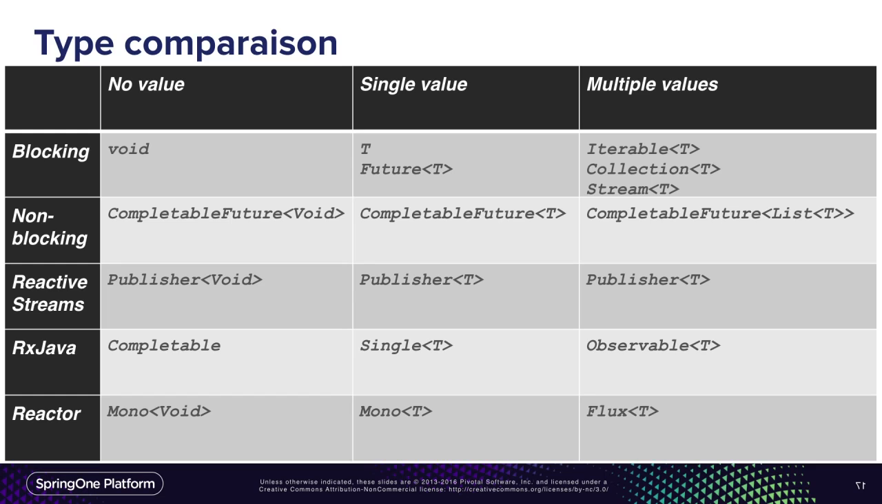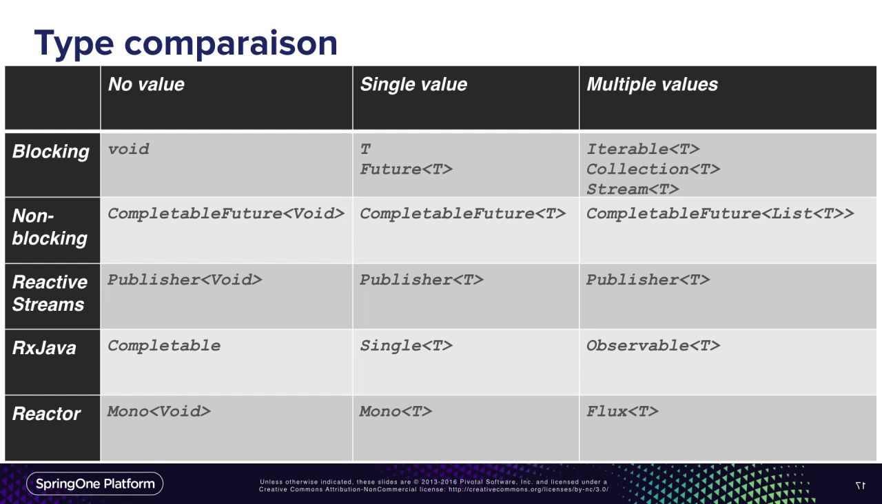For non-blocking, we have the CompletableFuture, which implements CompletionStage. So if we want to represent no value, we write CompletableFuture of Void. If we want to represent a single value, CompletableFuture of T, and if we want multiple values, CompletableFuture of List of T. But that's non-blocking, but you have to wait that every element of the list has been received to get the result, so that's not really a stream, that's an asynchronous collection.